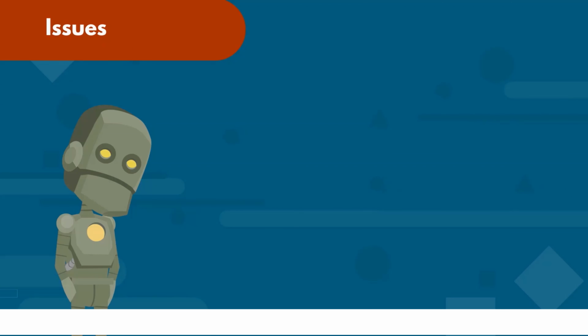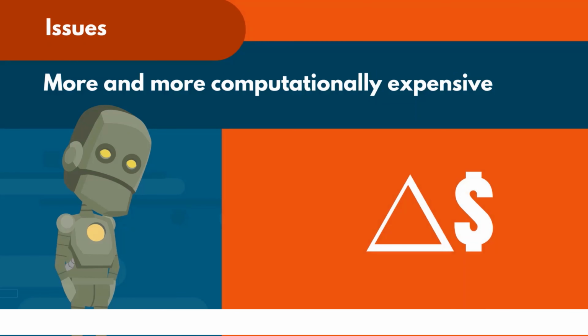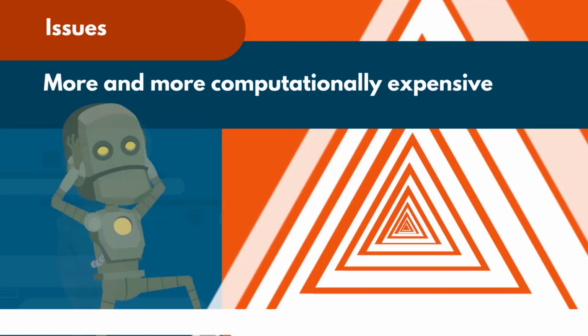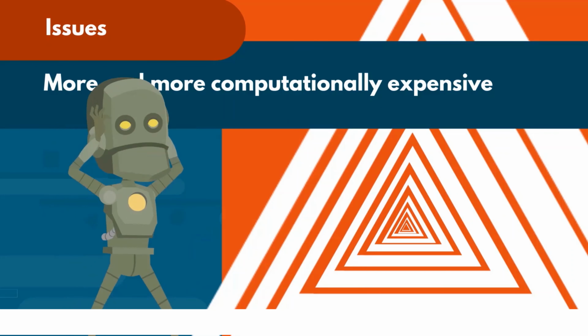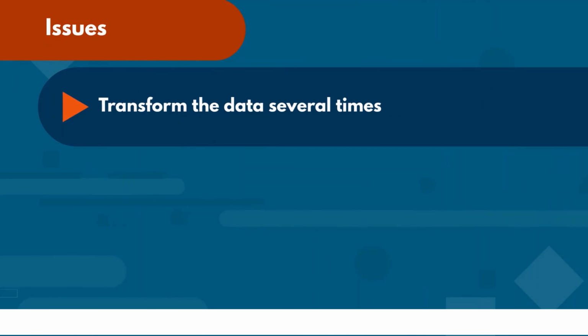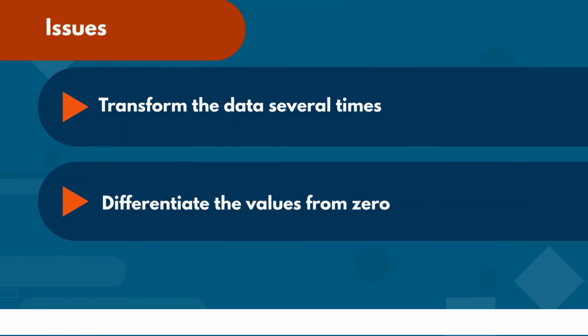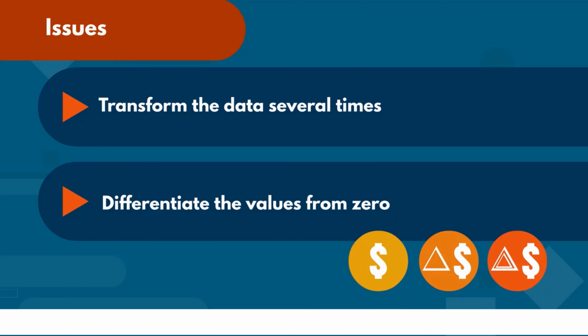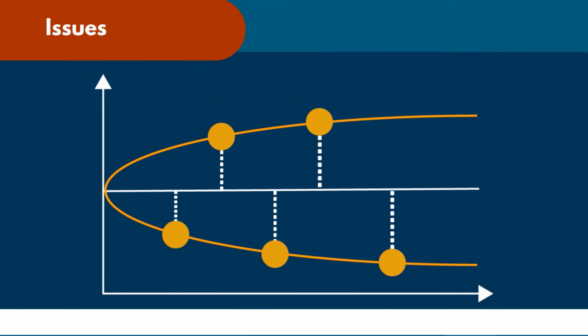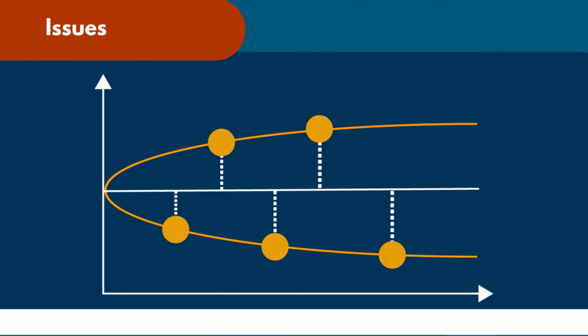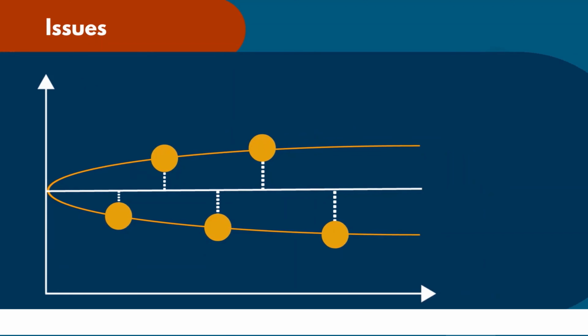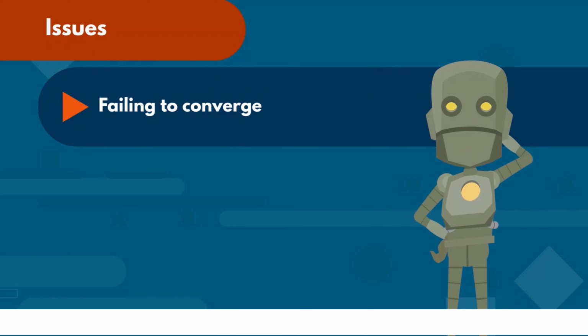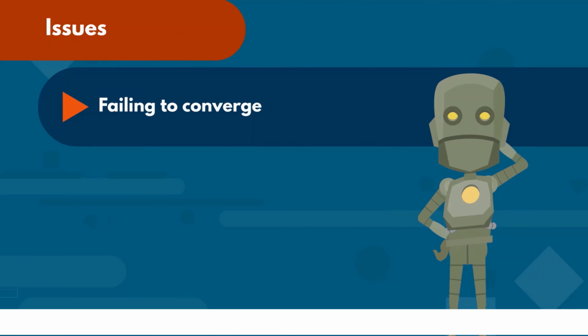The first one is that, as we said previously, these become more and more computationally expensive. The more layers, the more background work the program has to create before fitting the data. Next off, not only do we have to transform the data several times, but we also have to differentiate the values from zero. And the latter becomes harder, as the values become ever so small. In other words, the margin of something being significant or insignificant becomes really narrow. And this can lead to some models failing to converge even after tens of thousands of iterations.